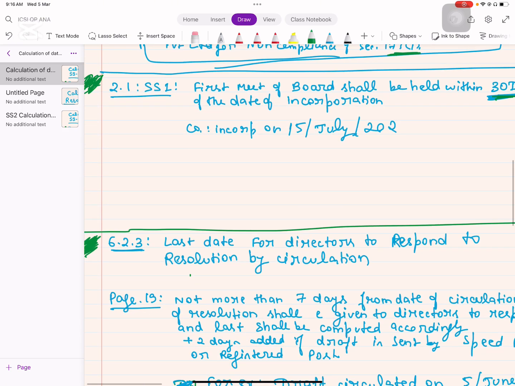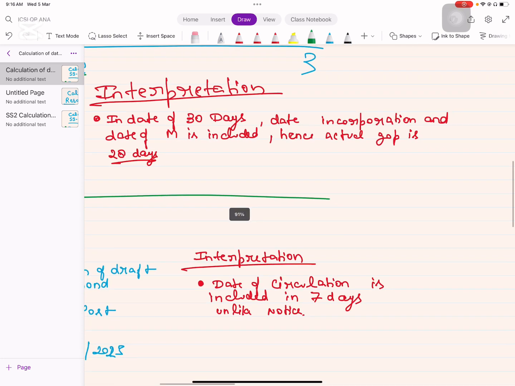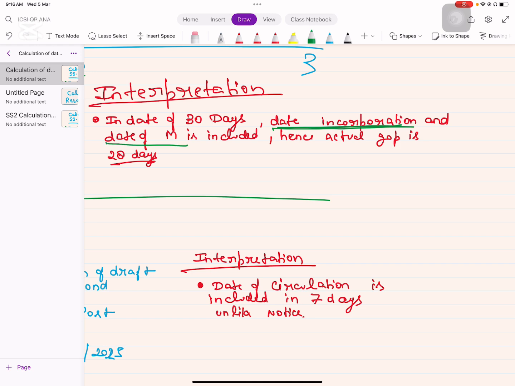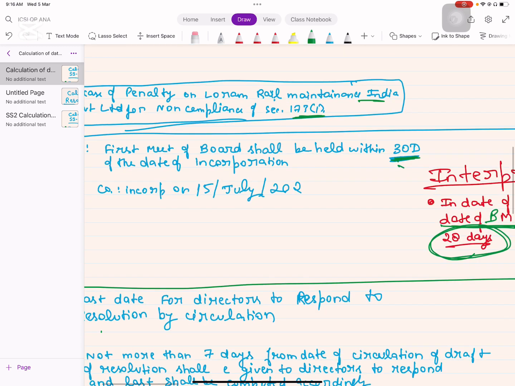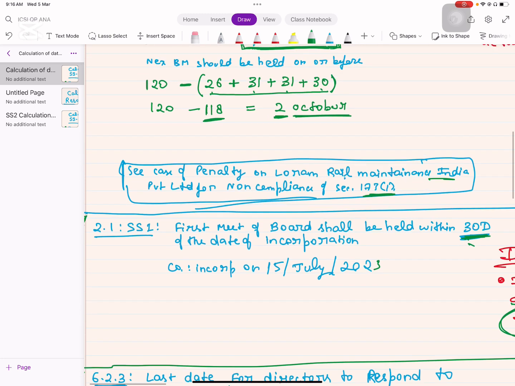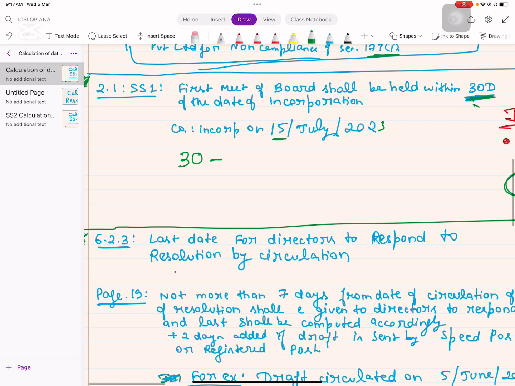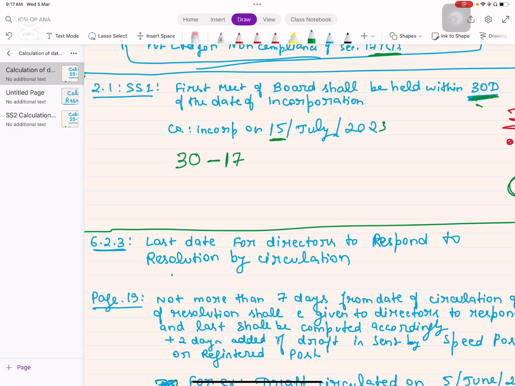Now, let's see the third point. The first meeting of board shall be held within 30 days from date of incorporation. Now again, in this 30 days, date of incorporation and date of board meeting is included. Hence the actual gap is only of 28 days. Now again, we will use the subtraction method to calculate it. Since this is only 30 days, we don't have to calculate this further. We can just subtract 30 minus remaining days in July. So July has 31 days and this 15th July will be counted. Hence we will have 17 days. Because if this 15 is not counted, there will be 16 days counted from 16 July to 31st. But we will also add this date, hence we will get 17.